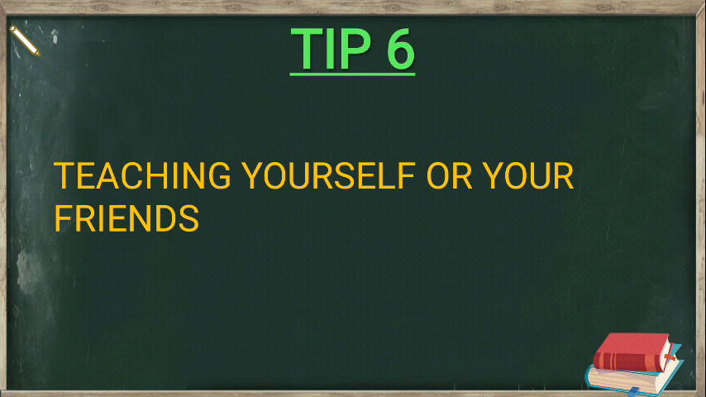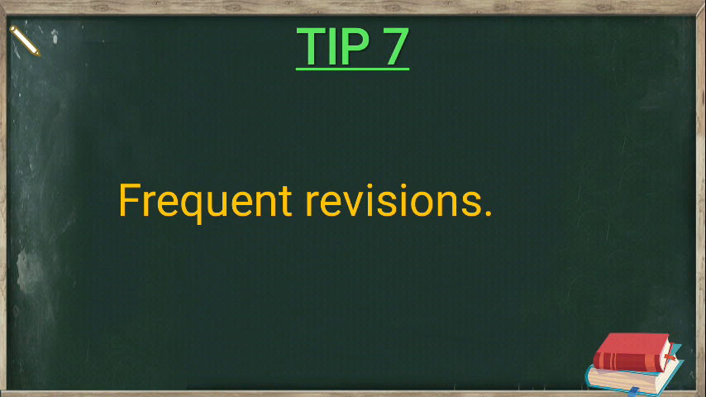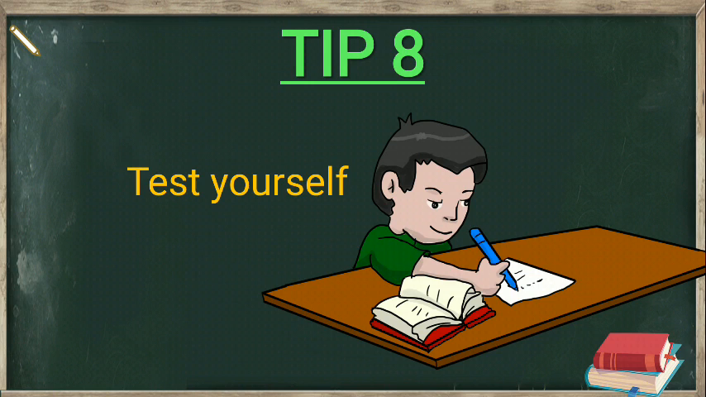Okay, then we are on tip number 7, frequent revisions. Revisions are a must. Whatever you have studied, say in an entire week, try to revise it frequently. You can use your own flashcards, or even if not flashcards, you can use a highlighter to highlight only important topics in your textbook, so that when you revise, you need to revise only that important, highlighted part of any particular topic. So this is tip number 7, that frequent revisions are a must to memorize anything for a long time. Tip number 8, test yourself.